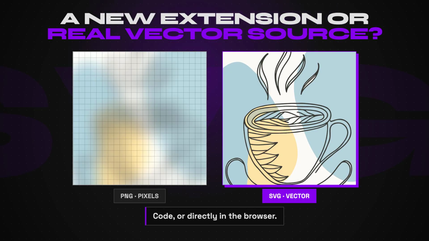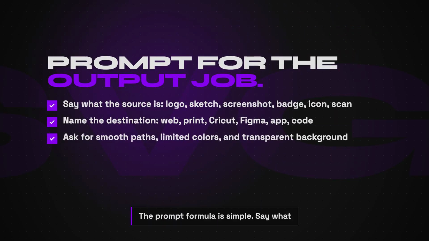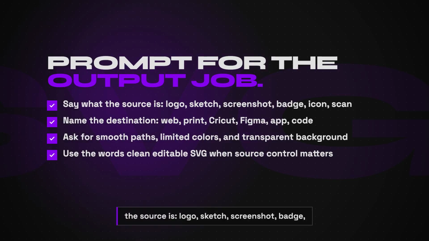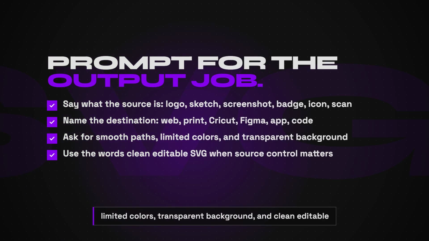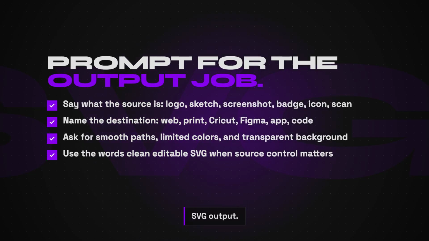The prompt formula is simple. Say what the source is: logo, sketch, screenshot, badge, icon, scan, or old export. Then name the destination: web, print, Cricut, Figma, app, or code. Then ask for smooth paths, limited colors, transparent background, and clean editable SVG output.